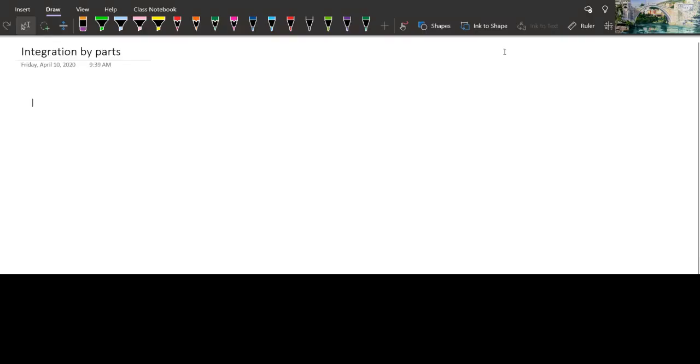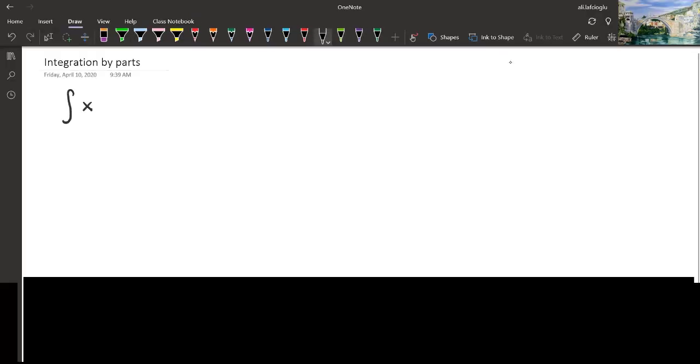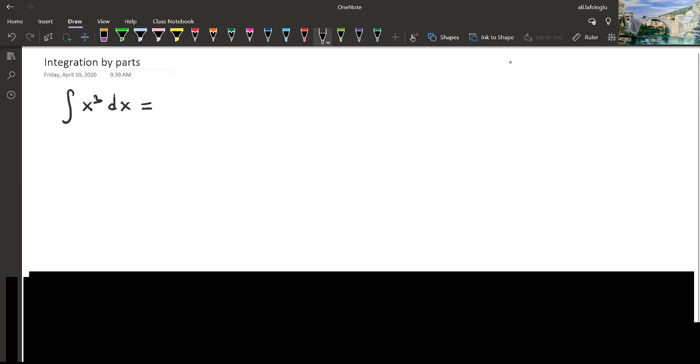Integration by parts. So first thing first, if you have an integral problem, like this one, integral of x cubed dx, the first thing is you need to check the basic integration rules. So the integral is x to the power 4 over 4 plus c. Problem solved. So you need to check the basic integration rules.